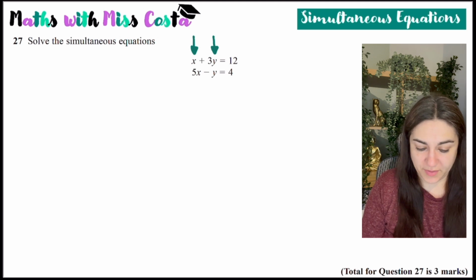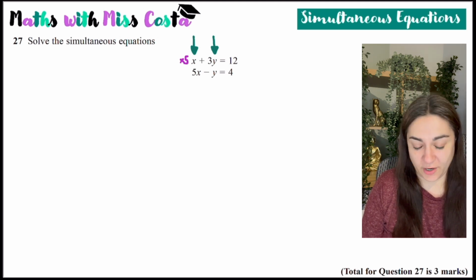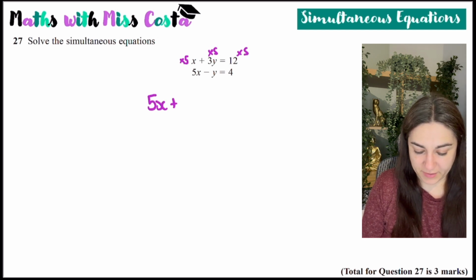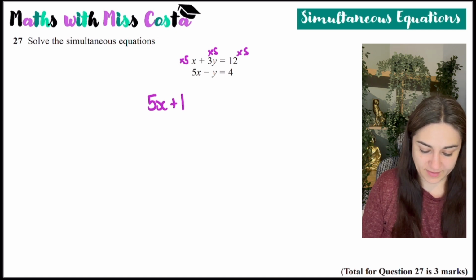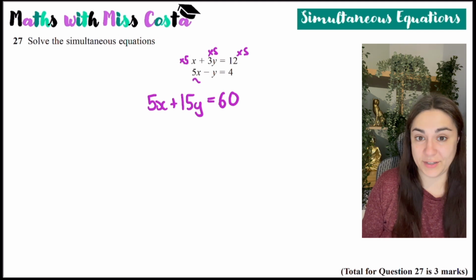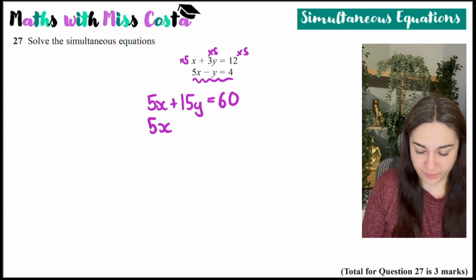So in order to do that, this is x currently, I'm going to need to times it by 5 and then it will become 5x. But because I'm doing that, I need to do the same to each part of the equation. So this is going to become 5x plus 3 times 5 is 15y and 12 times 5 is 60. You can use a calculator to do this. And then I rewrite the other equation underneath. So I've got 5x minus y equals 4.